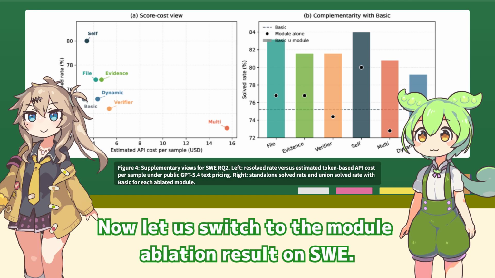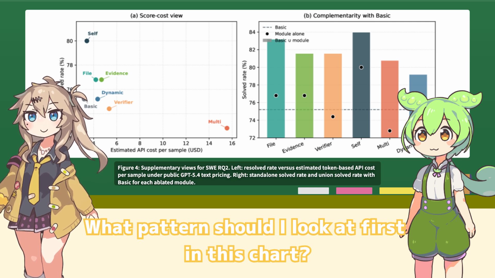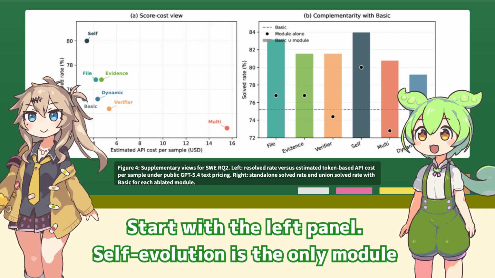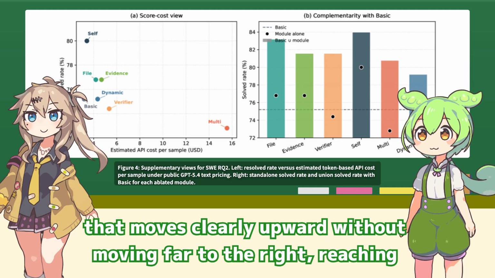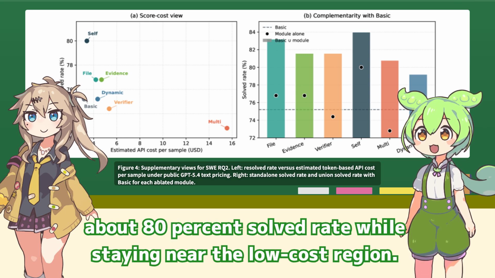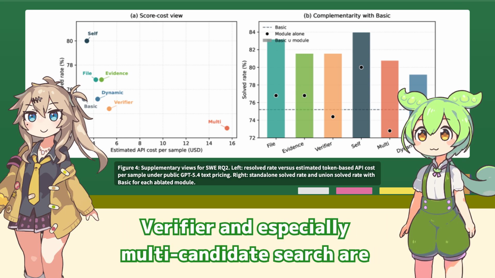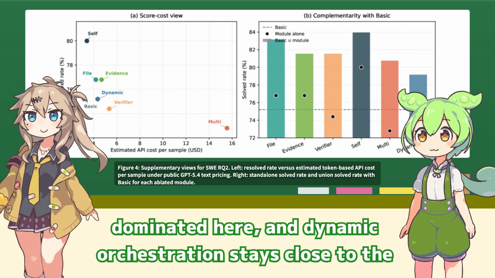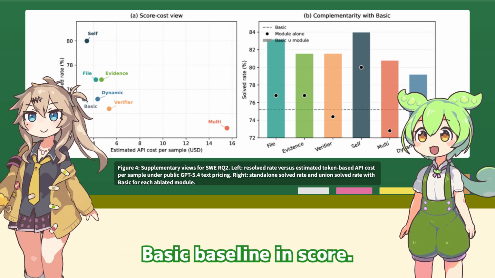Now let us switch to the module ablation result on SWE. What pattern should I look at first in this chart? Start with the left panel. Self-evolution is the only module that moves clearly upward without moving far to the right, reaching about 80% solved rate, while staying near the low-cost region. Verifier and especially multi-candidate search are dominated here, and dynamic orchestration stays close to the basic baseline score.